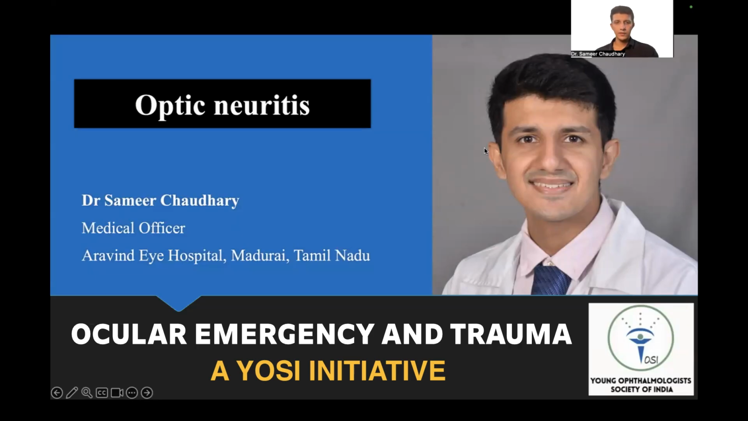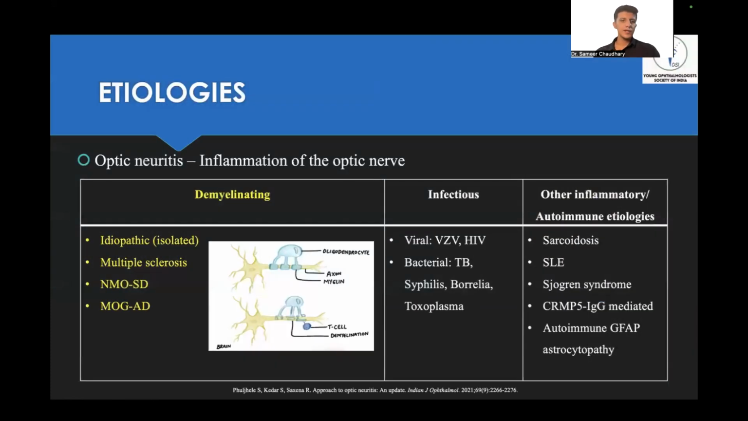Hi everyone. This is Dr. Sameer Chaudhary, and I'll be talking about optic neuritis, which is the most common cause of optic nerve dysfunction in young adults. So, as the name suggests, optic neuritis is the inflammation of the optic nerve.